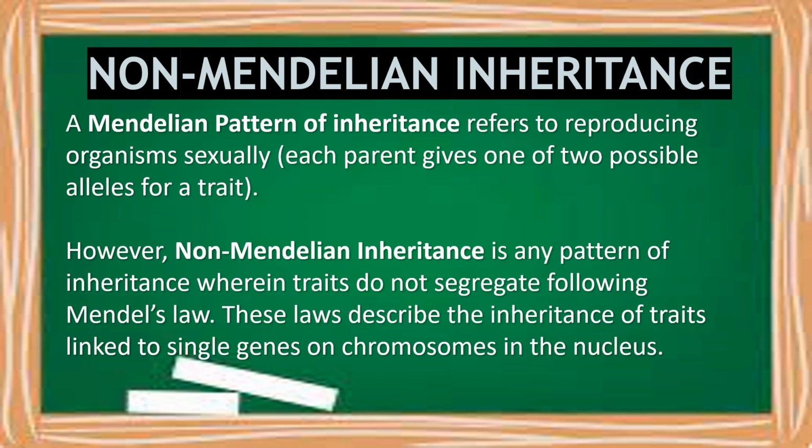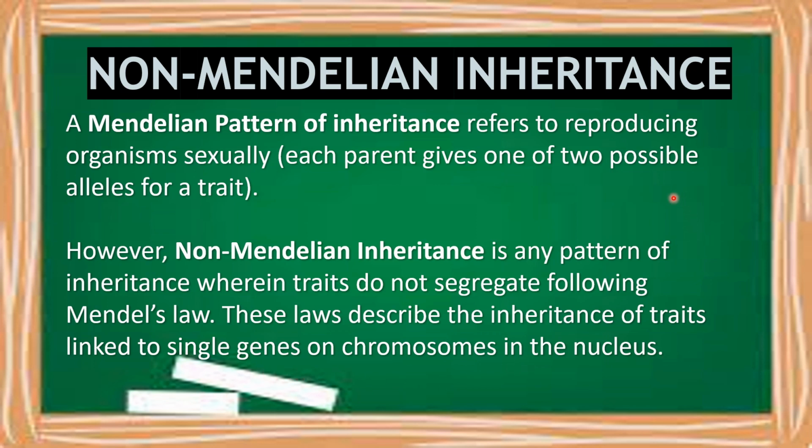Discuss the different patterns of non-Mendelian inheritance. Let us first define the difference between Mendelian pattern of inheritance and non-Mendelian inheritance. A Mendelian pattern of inheritance refers to reproducing organisms sexually, so each parent gives one of two possible alleles for a trait. However, non-Mendelian inheritance is any pattern of inheritance wherein traits do not segregate following Mendel's law. These laws describe the inheritance of traits linked to single genes on chromosomes in the nucleus.